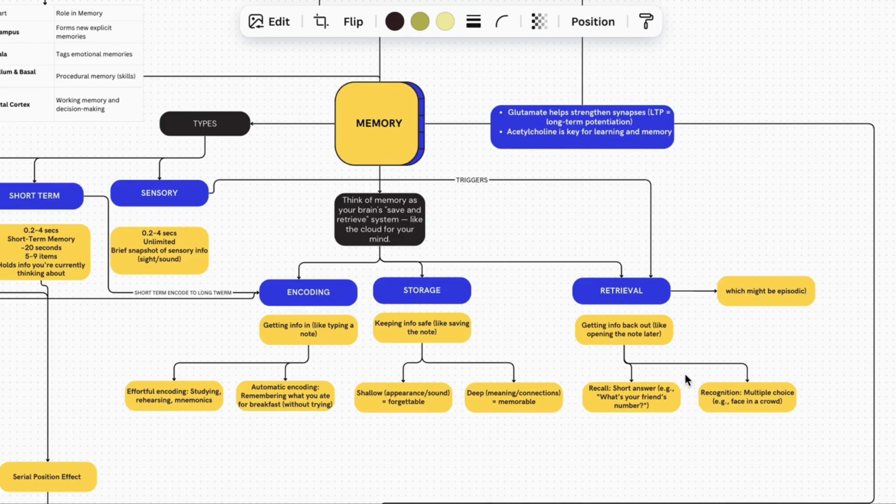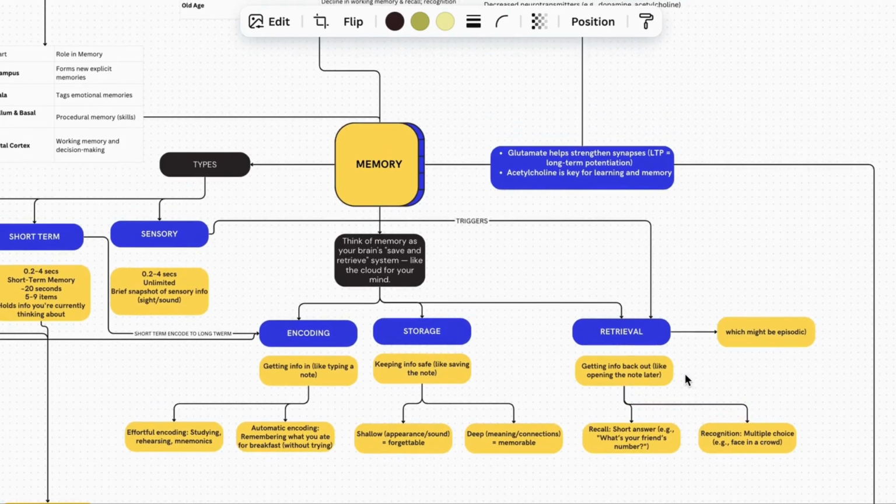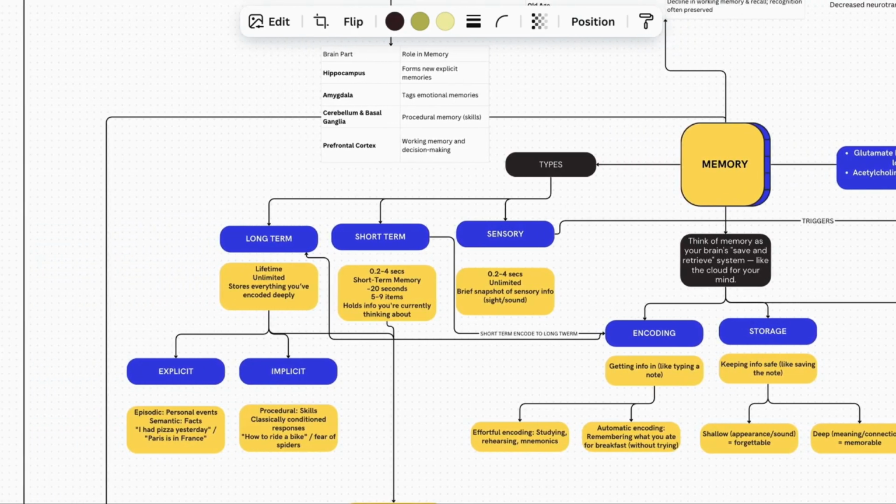And the last part is retrieval, getting information back out, like opening the notebook later. It's basically recall, short answers like what's your friend's name or number, and recognition, a multiple choice question like picking a face in a crowd. So, there are different types of memory.